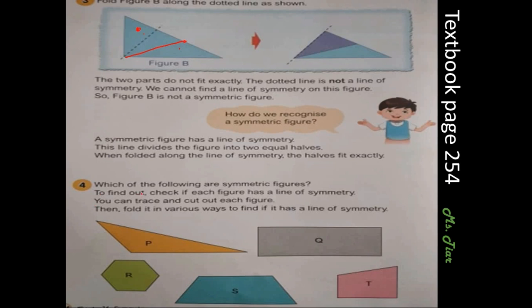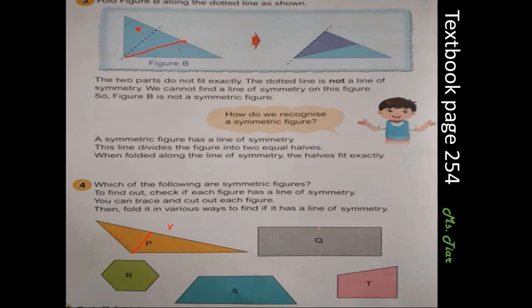On number 4, we have 4 pictures here. Look at the instruction here. To find out, check if each figure has a line of symmetry. You can trace and cut out each figure. Now if you check figure P over here, and you put the line of symmetry here, unfortunately this half is smaller than the other half. Is it a symmetric figure? Of course not. Besides fitting exactly, the size must be the same. I repeat, these halves will fit exactly to the other half if the size is similar.